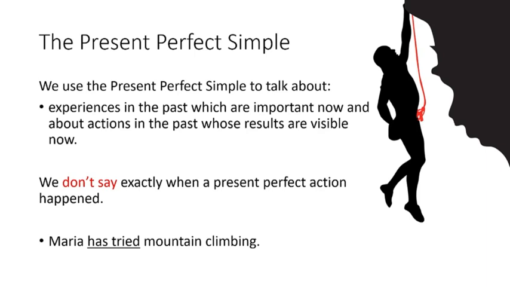Another thing that we should take note of is that we don't say exactly when a present perfect action happened. For example, Maria has tried mountain climbing. She has tried it sometime in the past, but we don't know when, and we don't say it. Okay, so let's take a look.